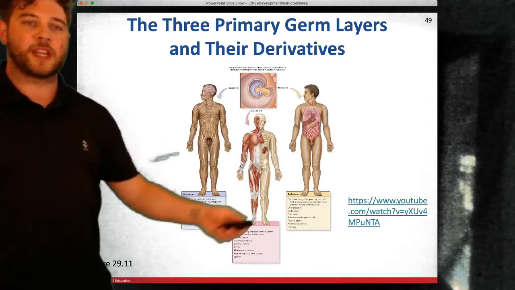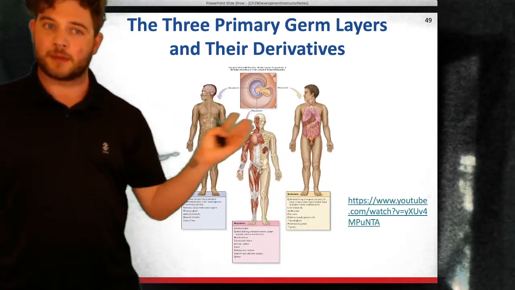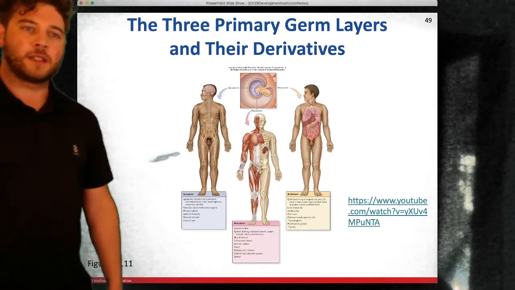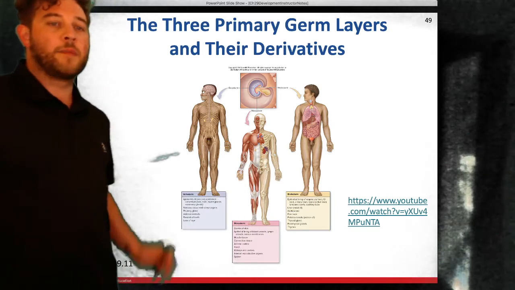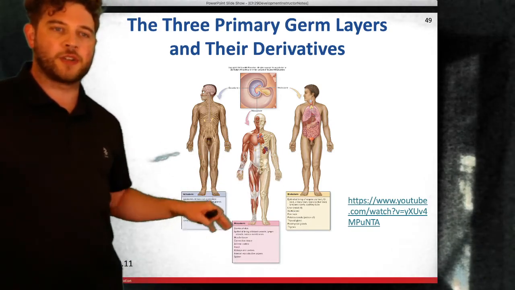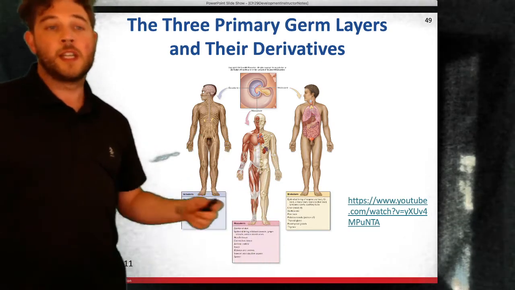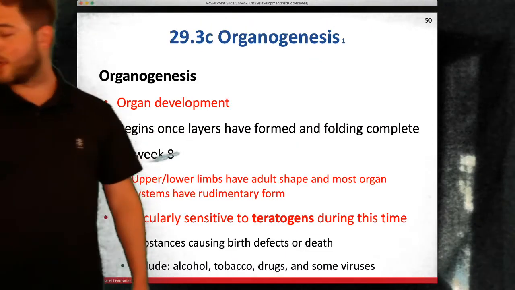So the three germ layers and their derivatives. I can't remember what this YouTube link is for. I'm guessing it's probably something about differentiation of the germ layers, so I would definitely watch that when you have the chance. But this is going to be a really helpful slide for you because it gives you the layer and the structures that it forms, and that's going to be the most important thing for me. Okay, so organogenesis.